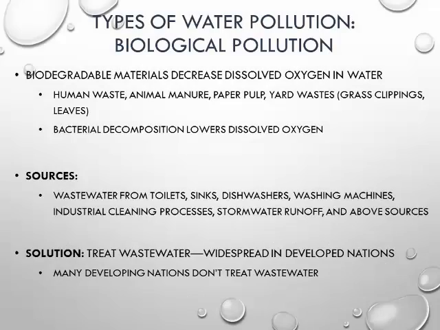Another type of water pollution is biological pollution caused by human and animal waste, paper pulp and yard wastes. Wastewater from toilets, sinks, dishwashers, washing machines and industrial processes is also a source of biological pollution. The particles suspended in wastewater decrease dissolved oxygen through the process of bacterial decomposition.